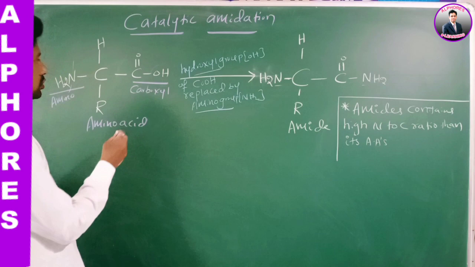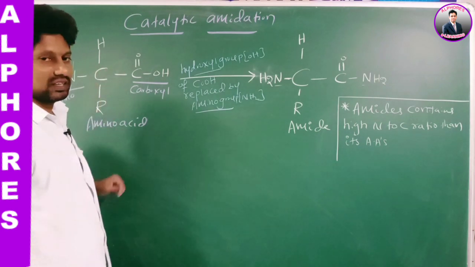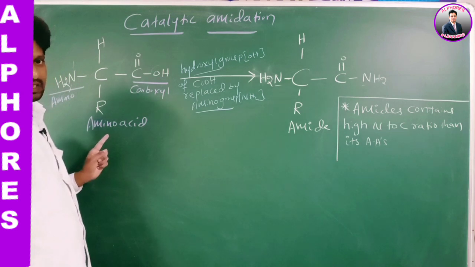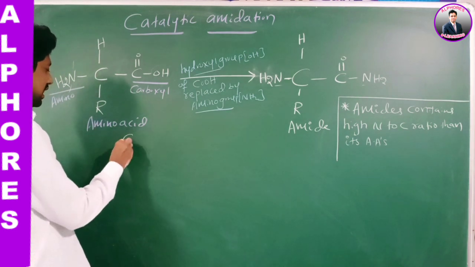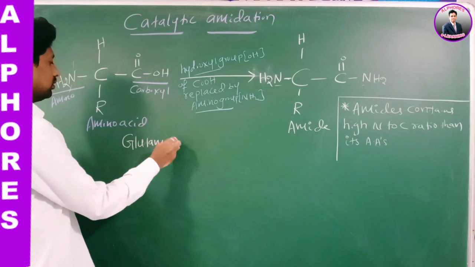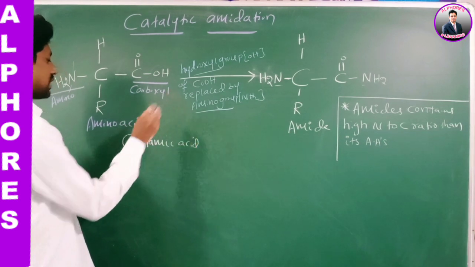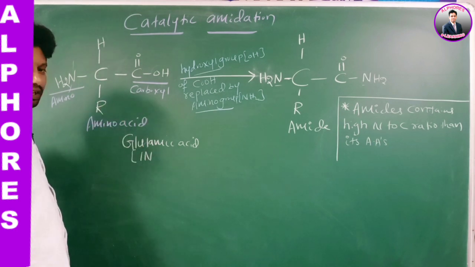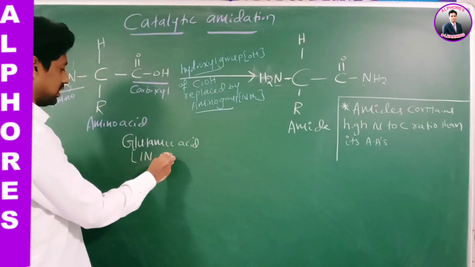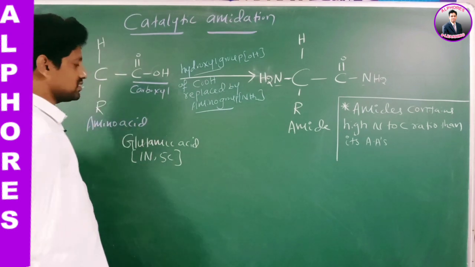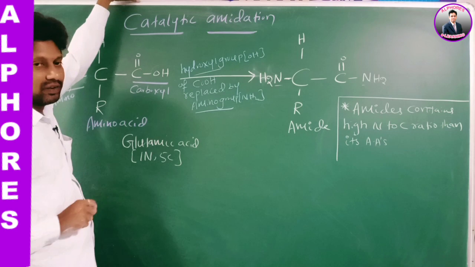Okay, here I am giving two examples for catalytic amidation. Catalytic amidation means an amide should be formed from an amino acid. Yes or no? Right? The first one is glutamic acid. Sir, glutamic acid contains 1 nitrogen and 5 carbons. Glutamic acid is an amino acid, sir.